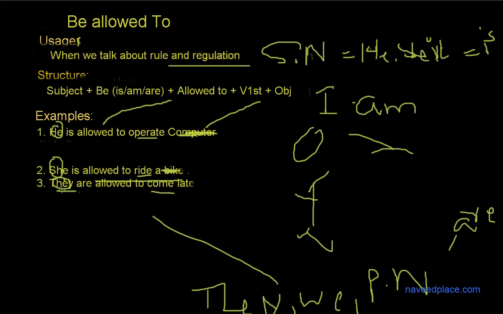Here we also have the example that they are allowed to come. They are allowed to come what? They are allowed to come here, they are allowed to come late, they are allowed to come early. So the object is very important. Object gives the meaning of the whole sentence. Getting me? So this was a lecture on be allowed to.